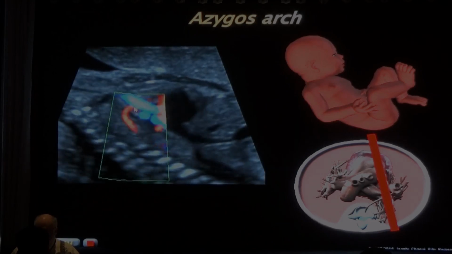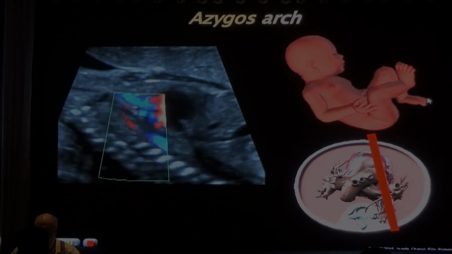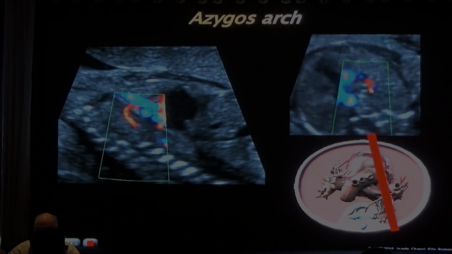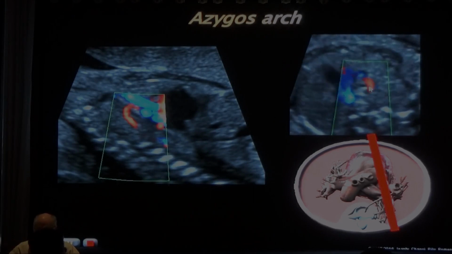And then if you keep scanning and you make a cross-section at this level here, you get an image in which you see the azygos arch entering in the back of the superior vena cava, and this is the azygos arch. Normal finding, and these two black dots here are the two main stem bronchi, left and right main stem bronchi.